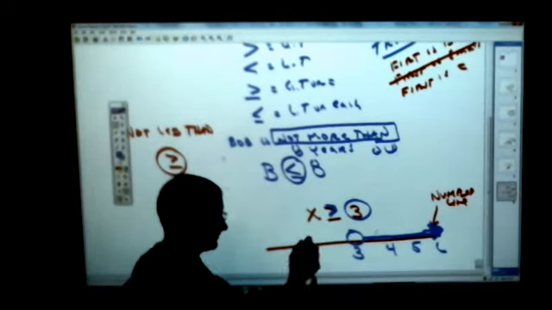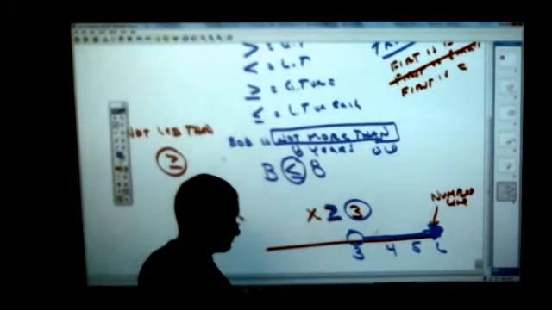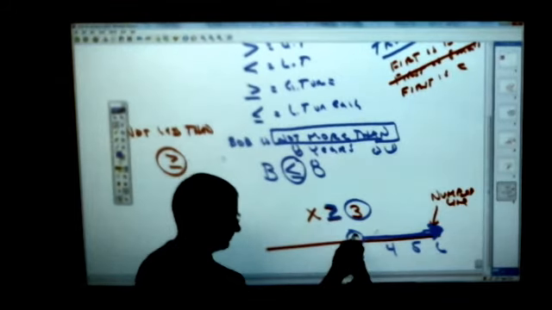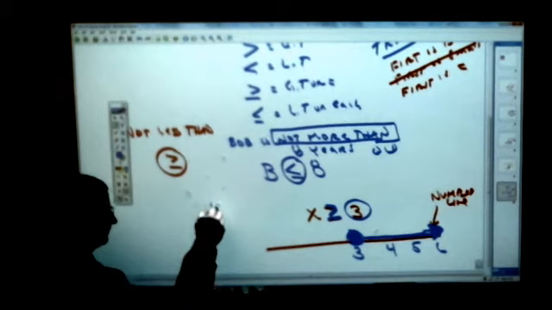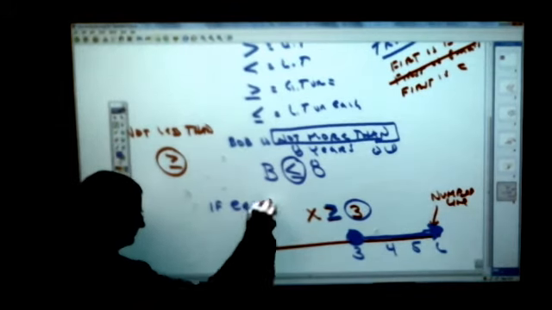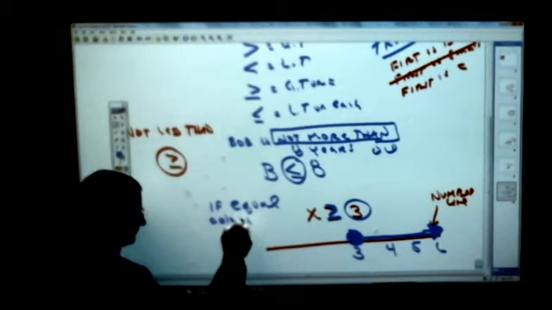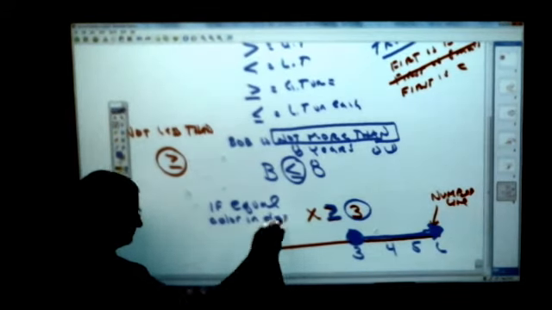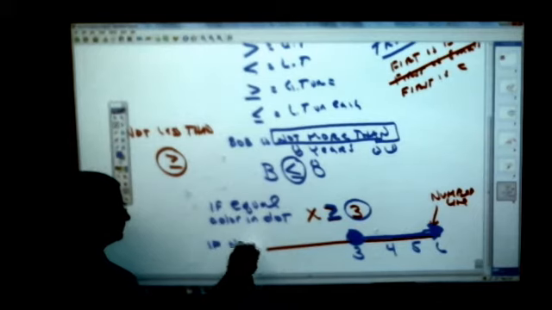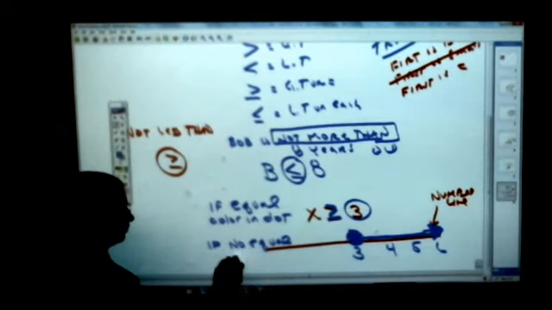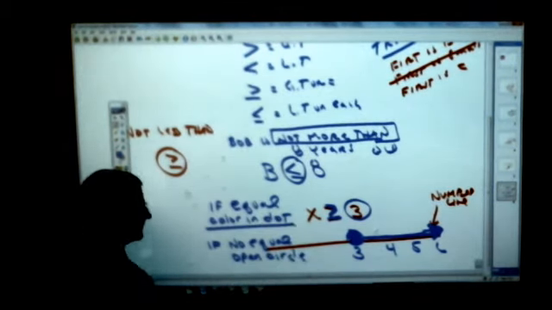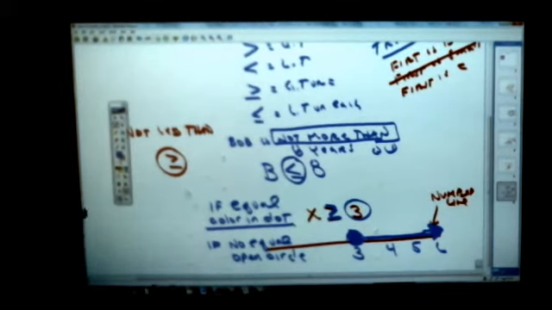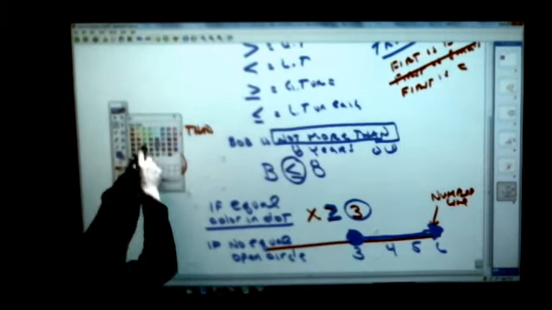And then the last thing you have to think about is if there's an equal sign, you have to color in this dot. If it has no equal sign, that is an open circle. We should probably write that down. If equal, color in dot. If no equal sign is there, it's an open circle. Give you a chance to jot that down, and we'll do a couple.